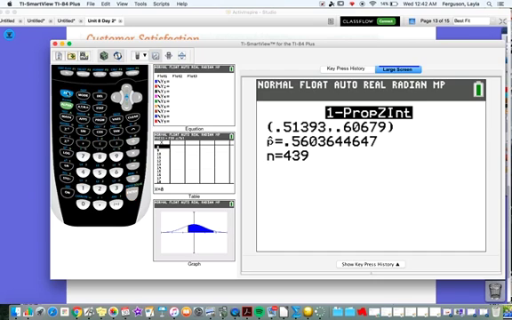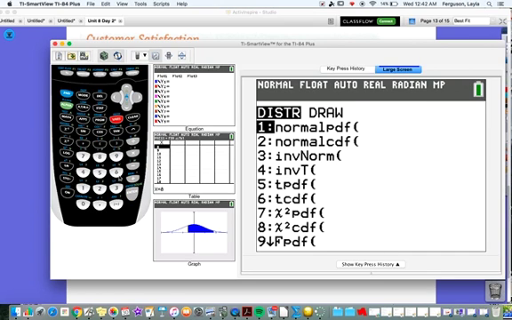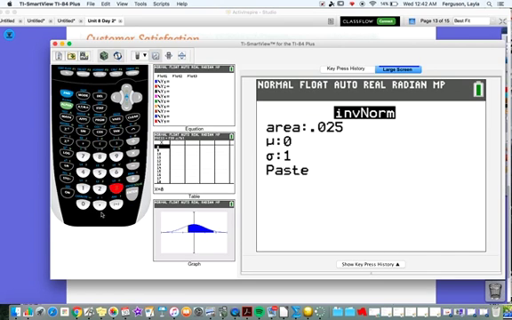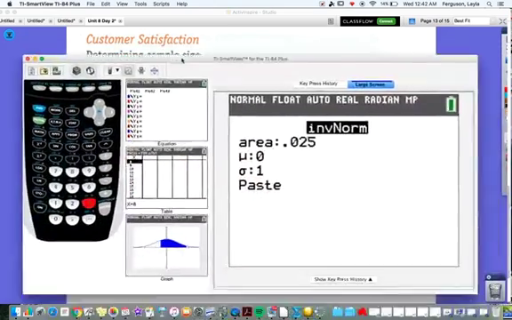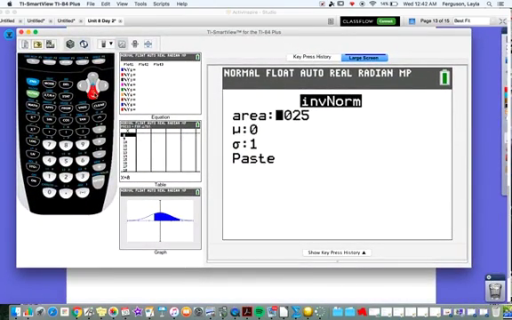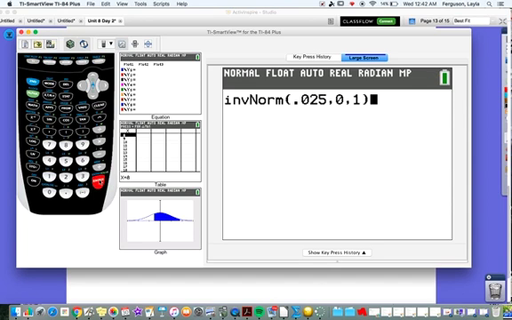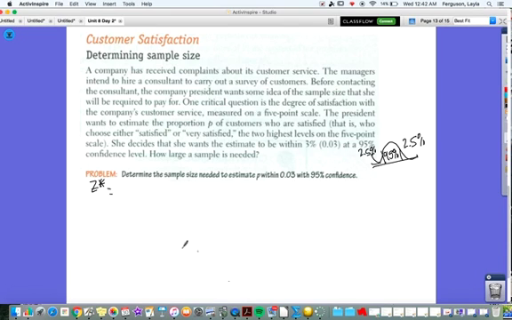Go to your calculator, second bars, inverse. That would turn out to be 0.025. Mean is 0, standard deviation is 1 because it's normal. And that gives you negative 1.96. But we're looking at this right here, so we're saying positive 1.96. Okay.